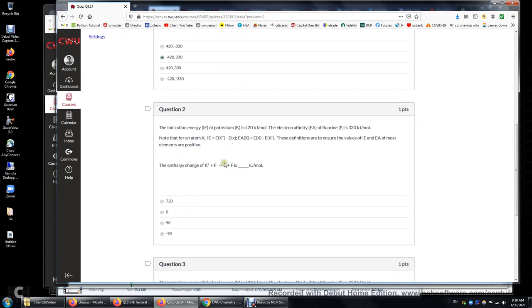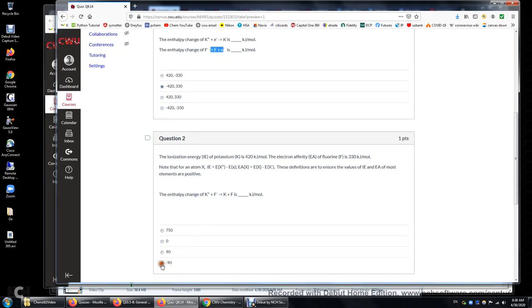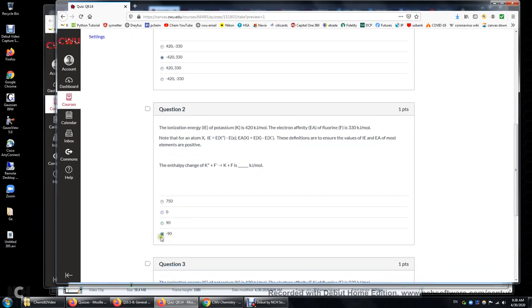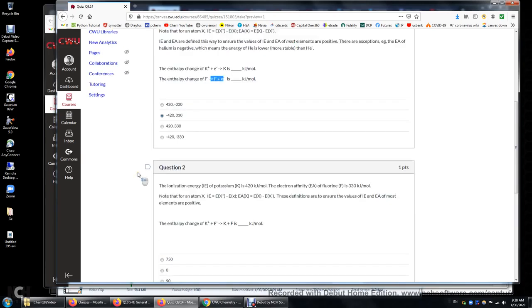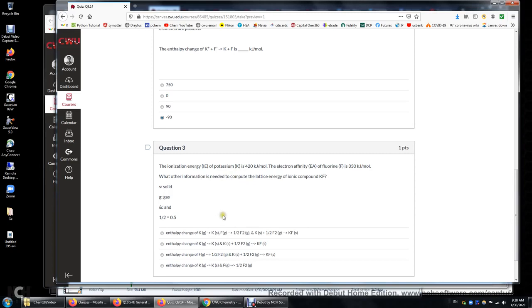All right. Now question 2 is a follow-up. So basically, this equation is the sum of this and this. So what you need to do is just sum up these two numbers. You get negative 90. So over here, it's an exothermic reaction because again, this is a negative number. I think this is also a follow-up.